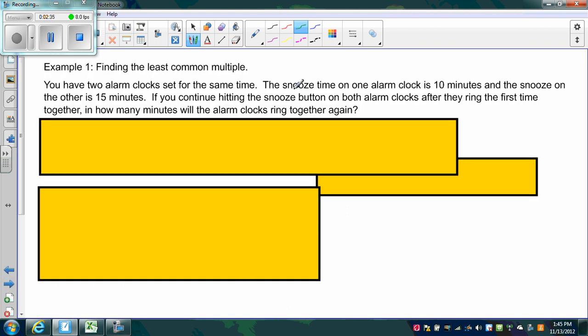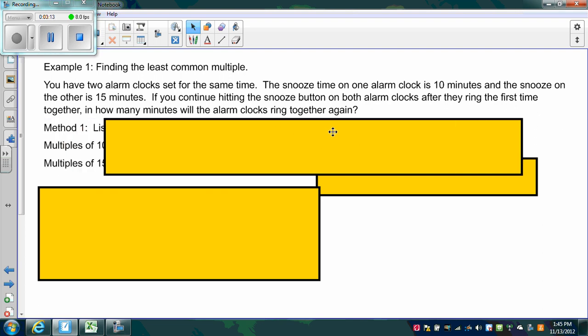So the first example is, let's just figure out the 2 methods we have for finding the least common multiple, just like there's 2 methods for finding the greatest common factor. So let's use the situation: you have 2 alarm clocks set for the same time, because it's really tough for you to get up in the morning. The snooze time on one alarm clock is 10 minutes, and the snooze on the other is 15 minutes. So you're lazy, you want to sleep in a little bit. As soon as they go off, you hit both of their snooze buttons. We want to know, in how many more minutes will both of them ring together?